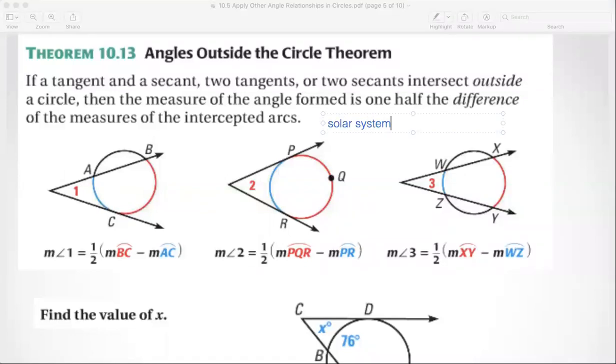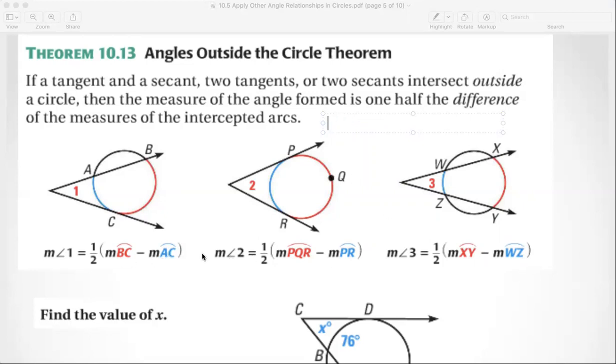So we're moving on to our third topic where it's the solar system idea, where you're going to have a planet on the outside and then it's going to have two intercepted arcs. You're going to have a big intercepted arc and a small intercepted arc. So planet, big intercepted, small intercepted. Planet, big arc, little arc. These all have the same theorem attached to it, so I don't want to stress too much on that. What I want to show you are examples and the theorem behind it.